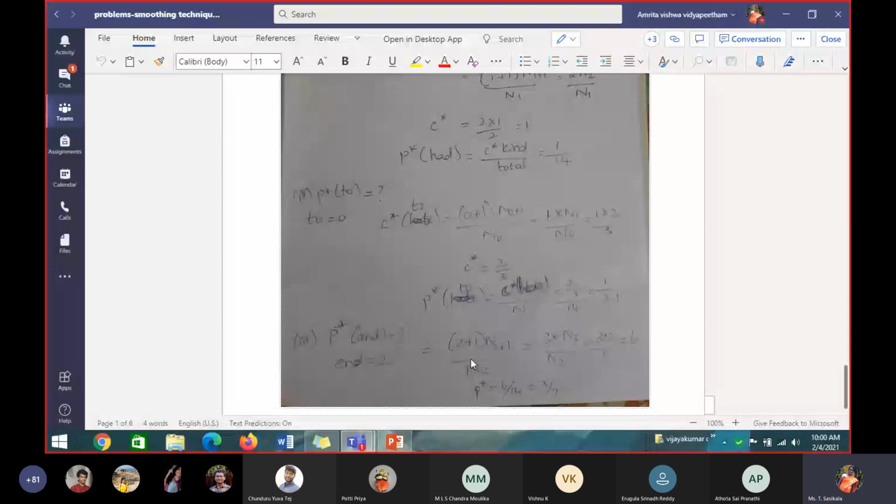For "have", is this value correct? P star of "have", you find out and tell me. Have is occurring how many times? Count is 2 times, right? 2 plus 1, 3, n3 by n2. This is correct for "have"? Yes or no? What are you getting for "have"? 6. C star 6. Yes, ma'am, it's 6, correct for "have".